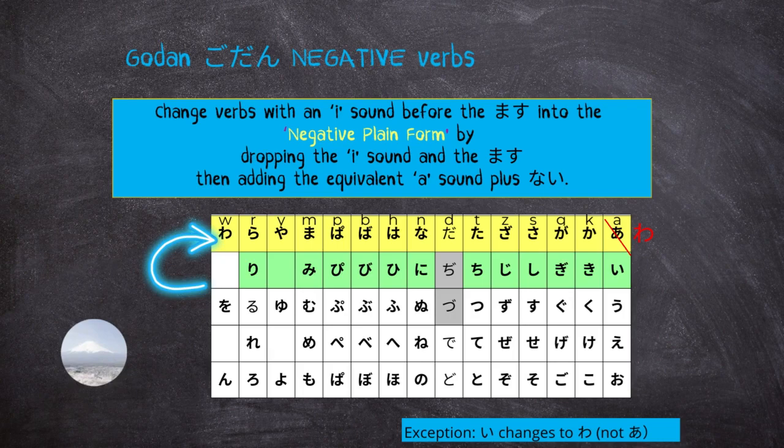Godan verbs in the negative plain form. This is where we will need to change our verbs with an i sound before the masu into the negative plain form by dropping the i sound and the masu, then adding the equivalent a sound before the nai. So we're changing the i sound in the green section of the hiragana chart to the a sound. Just take note that i becomes wa before the nai.